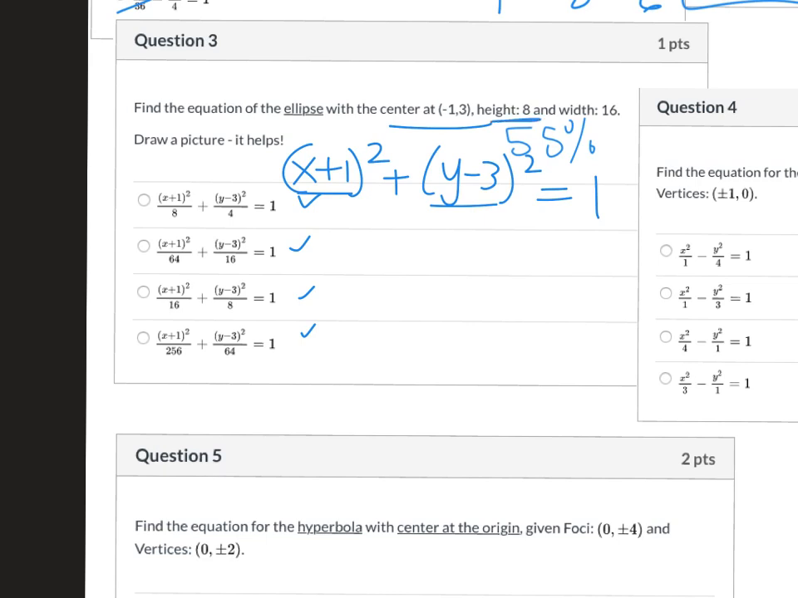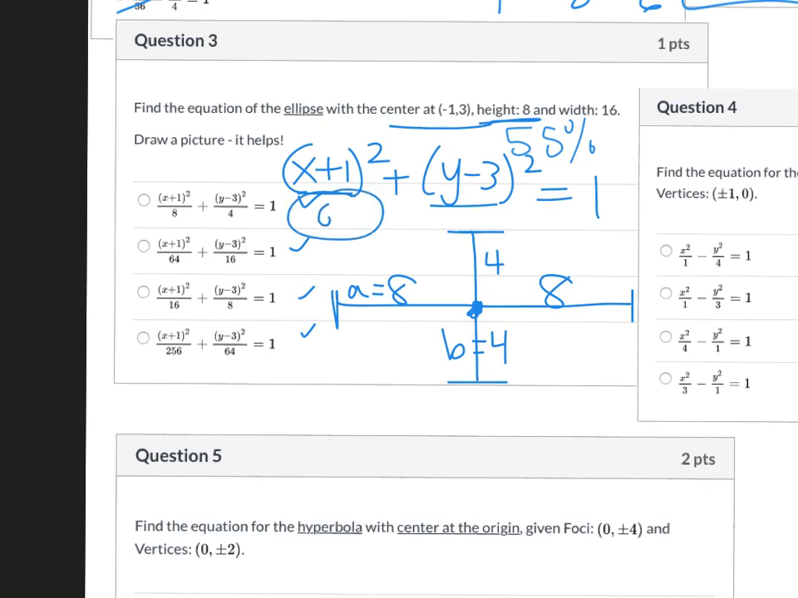All right, now the height is 8. What that means is that the entire length is 8, so this is 4 and that's 4. And the width is 16, the entire width is 16. That means that that's 8 and that's 8. So looking at this, we have A is 8 and B is 4. So right here I have to write A squared, which is 64, and here is B squared, which is 16. So which one is that? That's this one right there.